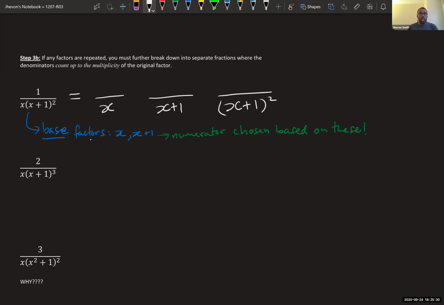Now I'd fill in the numerators the same way. The numerators are filled in based on the base factors. So the base factor is x, which is a first degree polynomial.